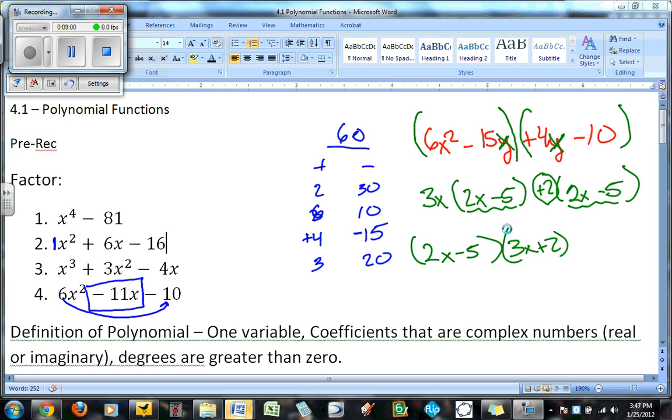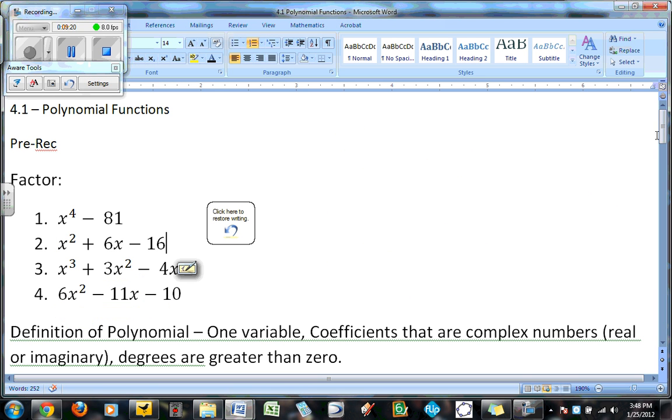There are other ways to FOIL that, or to factor that. You can think of the factors of 6, and you can play around, doing some guessing and checking. You can have 6 and 1, you can have 2 and 3. I like this way much better because it eliminates the guessing and checking. So this is the way I factor. Anyway, that's a little prerequisite skill for what we're going to do today.